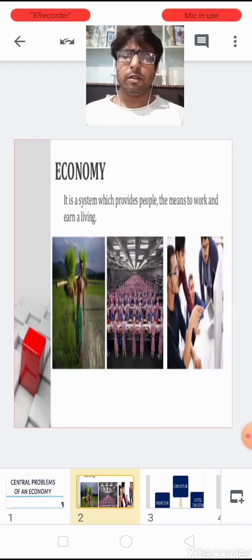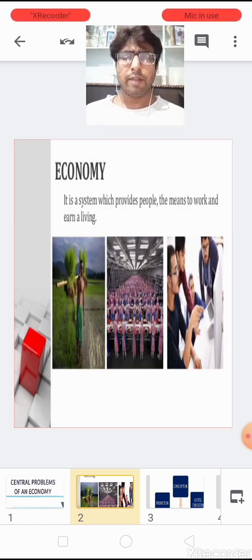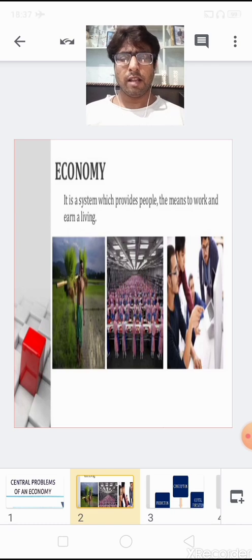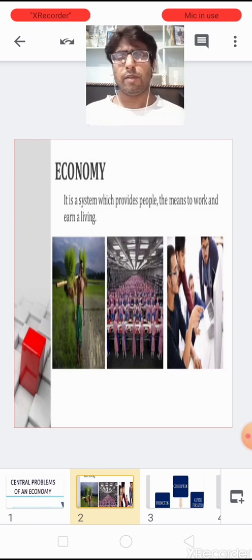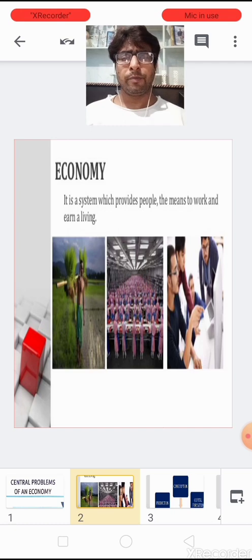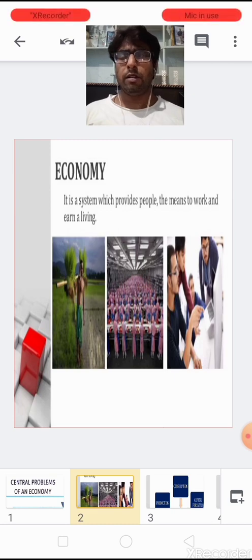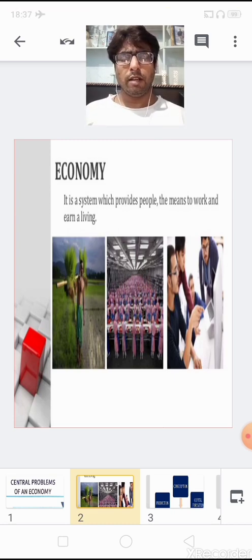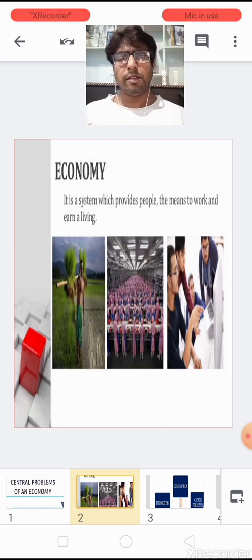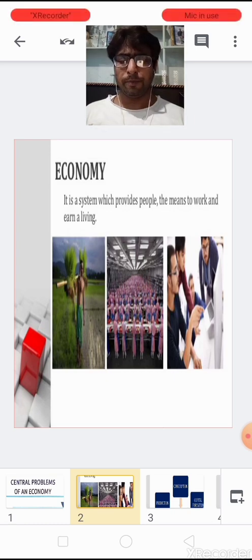Children, before we learn the economic problem, let us first learn the meaning of an economy. Children, as I have already explained in the previous video, an economy is a system which provides people the means to work and earn a living. The word economy is a widely used concept in economics, children. It refers to the nature and level of economic activities in an area. Economic activities refer to the production, consumption, and investment in a concerned area.